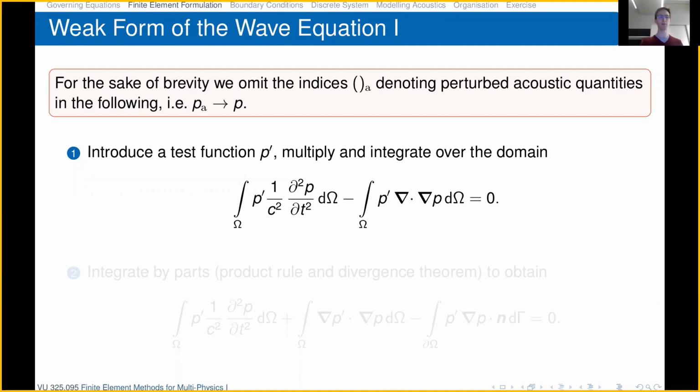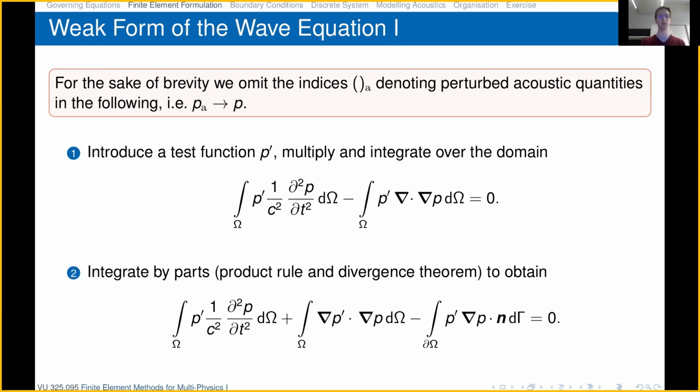So we introduce a test function p prime, multiply and integrate over the domain. So this was the easy step. We have the wave equation integrated. And now we use the integration by parts. So we apply the product rule and use the divergence theorem to obtain first here a shift of the differential operator. The gradient also applies to the test function here, and the boundary term p prime times gradient p in n. And for this boundary term, we now have to insert boundary conditions.